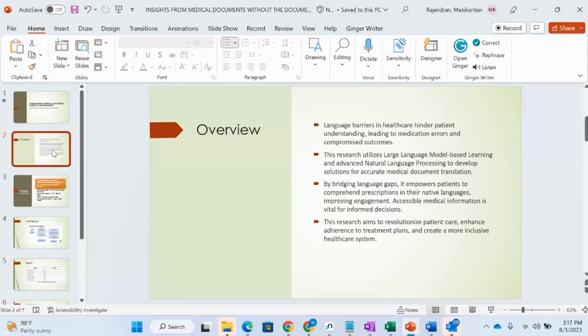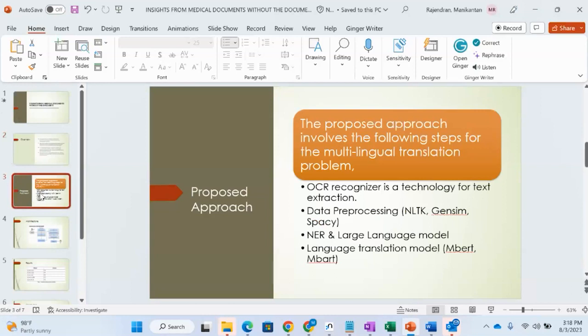And in this research, we are using large language model based learning and advanced natural language processing to develop solutions for accurate medical document translation. This research aims to revolutionize patient care, enhance adherence to treatment plans, and create a more inclusive healthcare system. The proposed approach involves the following steps for the multilingual translation problem.